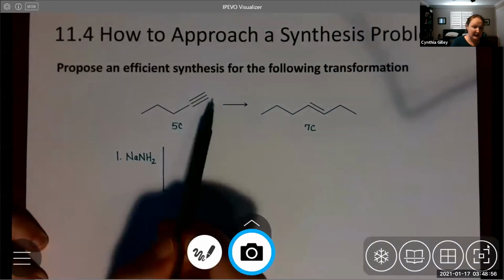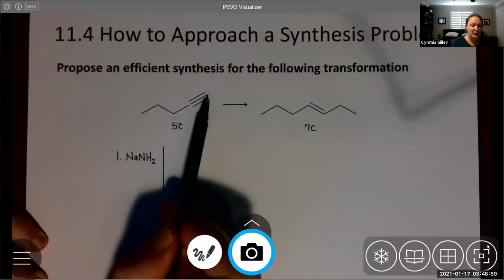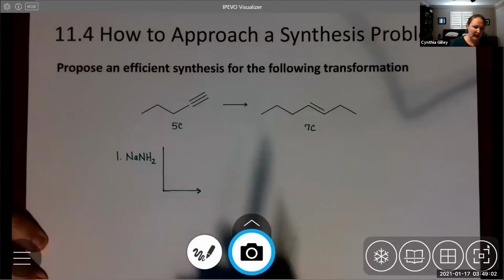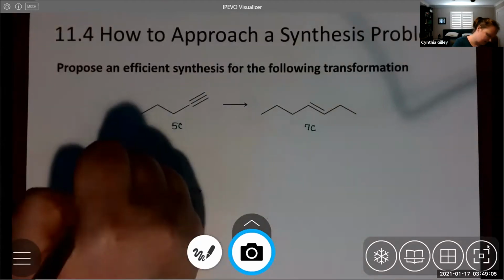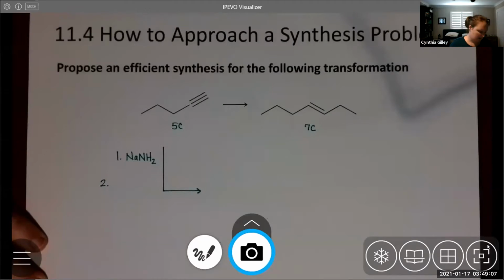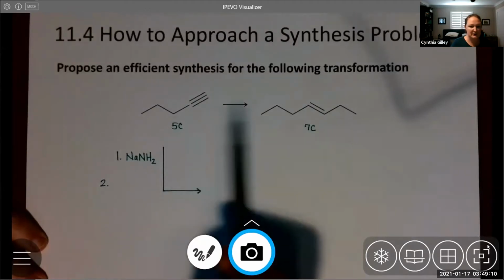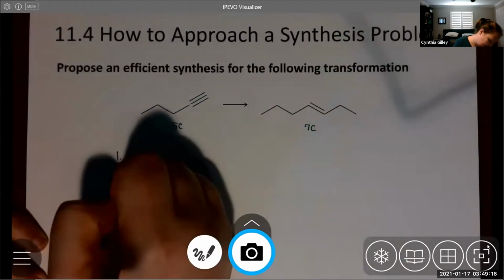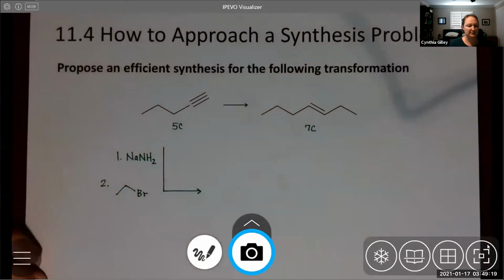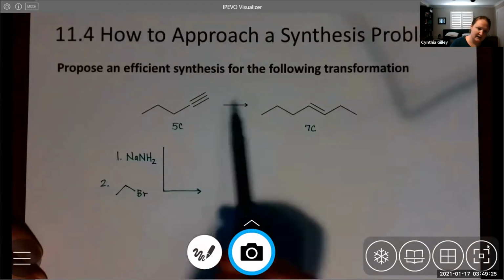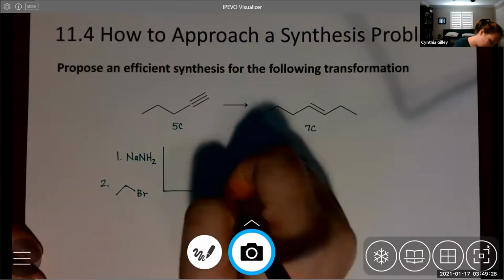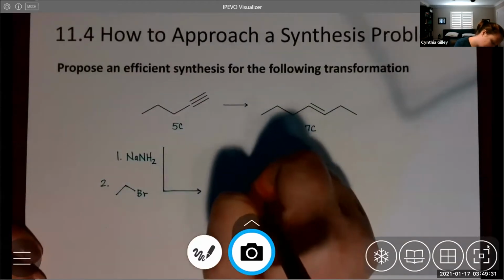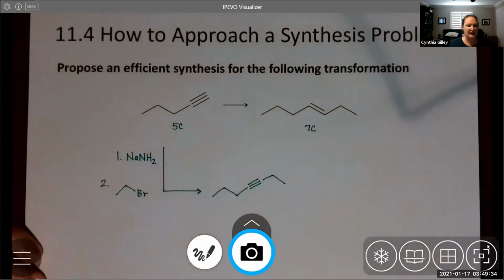Again, that will deprotonate the hydrogen at the terminal, leaving a lone pair and an anion. And then we can add in any unhindered alkyl halide to form a new carbon-carbon bond. Because I know I want to add 2 carbons, I'm going to use a 2-carbon alkyl halide. So 1, 2, add in a leaving group like bromine. So this will allow me to add 2 carbons to the end of this 5-carbon chain, but I have not yet done anything with the triple bond. So it's still there. Add those 2 carbons. Now I'm at 7 carbons, so that's good.